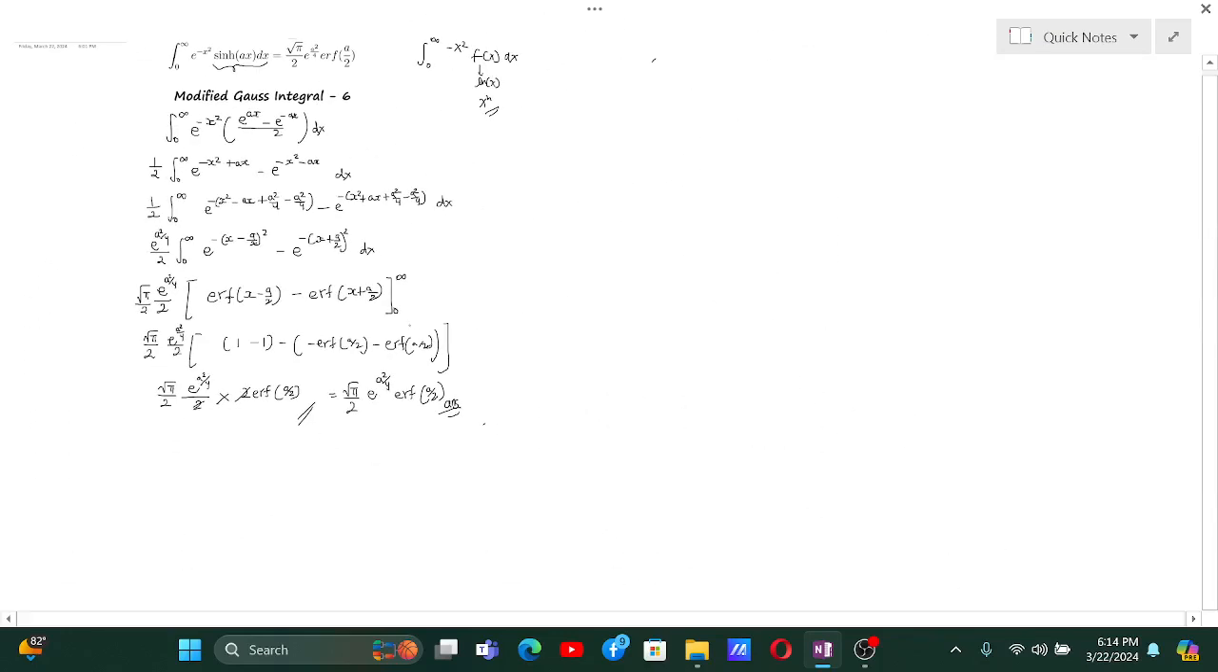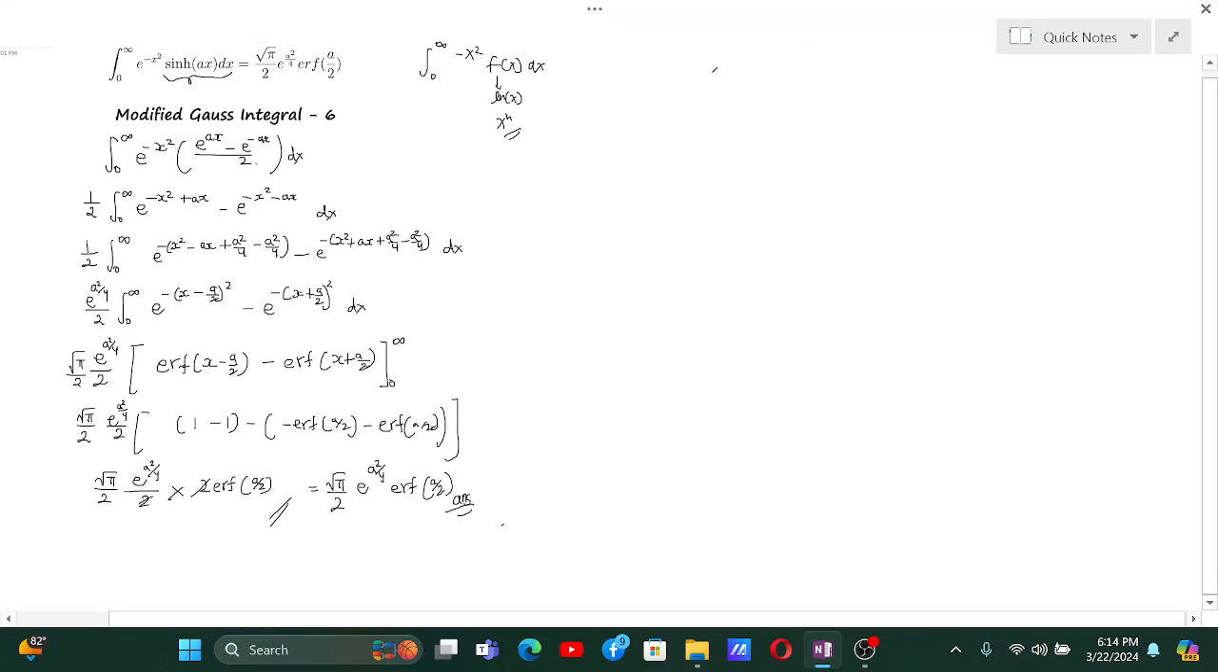To talk about the flow of the problem, we first used the complex definition, completed the square, used the definition of the erf function, used the properties of the erf function, and we got the answer.